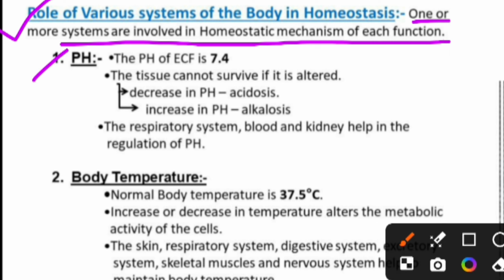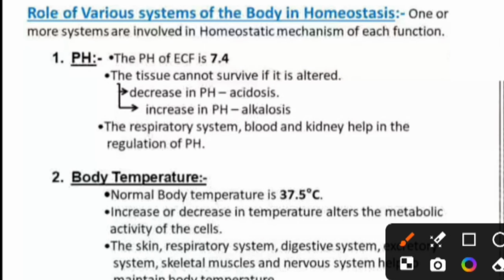For example, first pH. The normal pH of ECF. E means extra, C means cellular and F means fluid. So the normal pH of extracellular fluid is 7.4. The tissue cannot survive if it is altered. If it is decreased, it becomes acidosis. And if the pH is increased, it's called alkalosis. So in both of the cases, our tissue cannot survive. The respiratory system, the blood and the kidney mainly help in the regulation of pH.